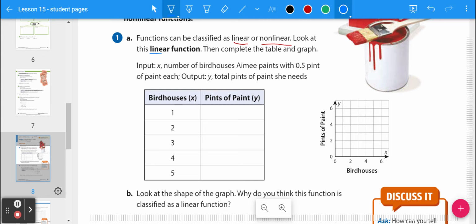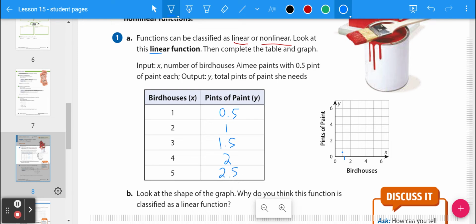Let's look at this example of birdhouses. It says input the number of birdhouses Amy paints with 0.5 pints of paint each, and the output is the total number of pints needed. So if you have one birdhouse, you need 0.5 pints. Now if I look on a graph, one birdhouse is right here, half of a pint would be right there-ish. There's a point. So 2 birdhouses would need twice as much, that'd be 1 pint. 3 birdhouses, you need another half a pint. 4 birdhouses, you need another half a pint, and so on.